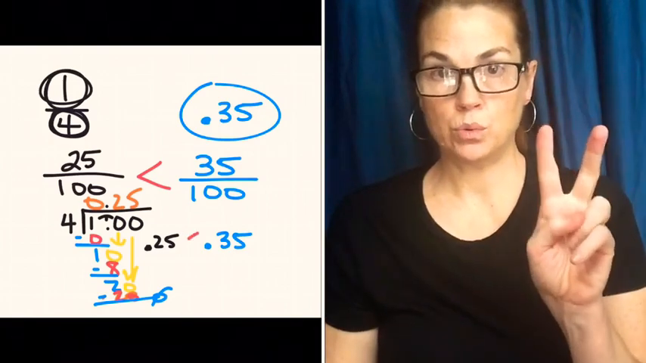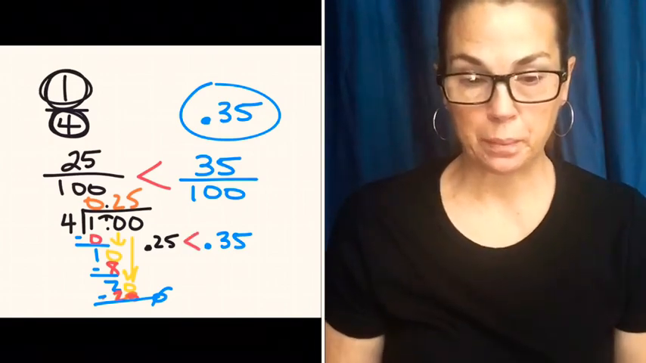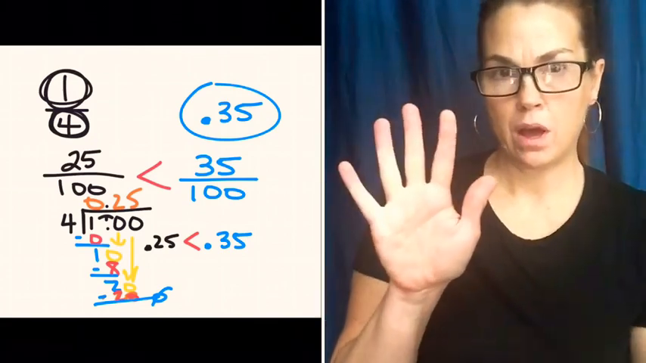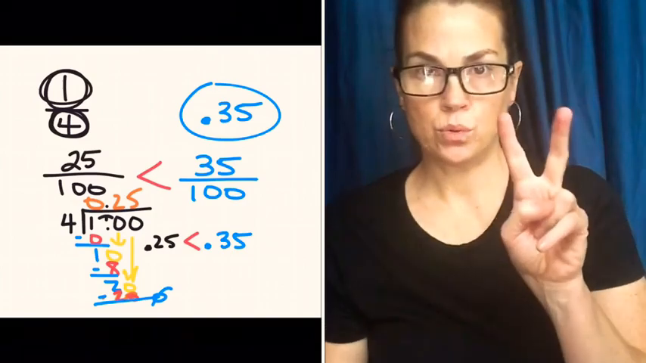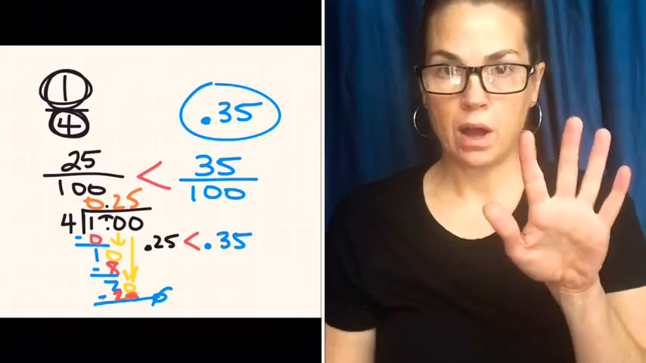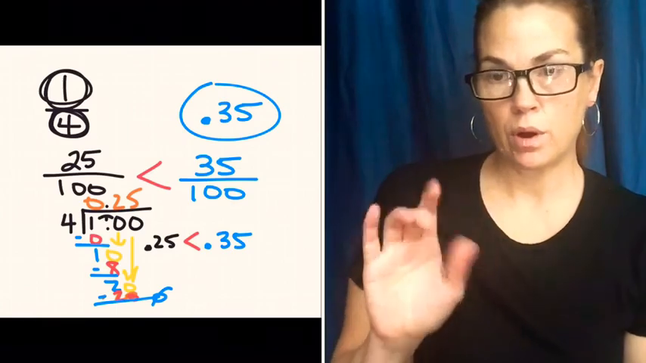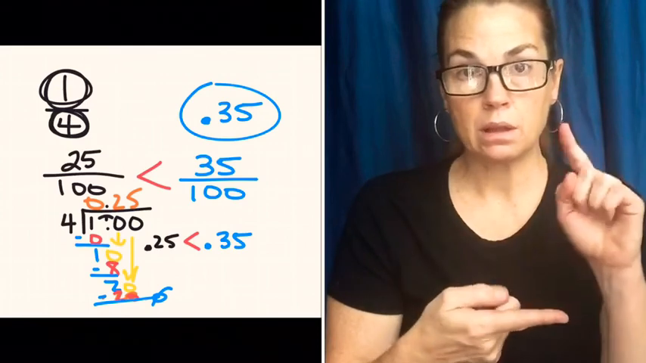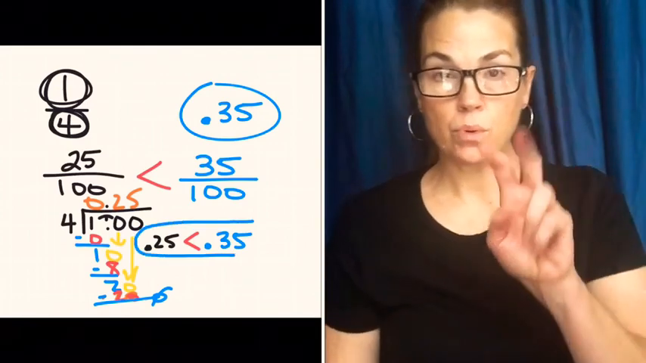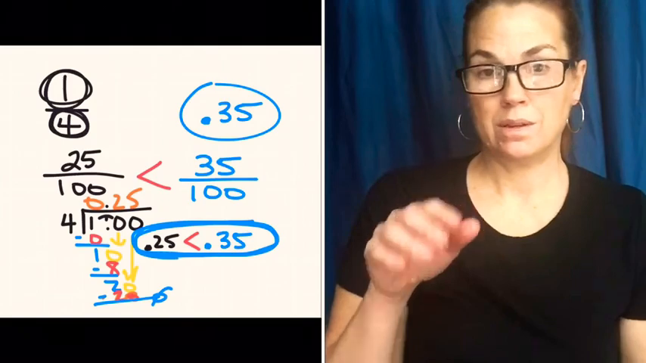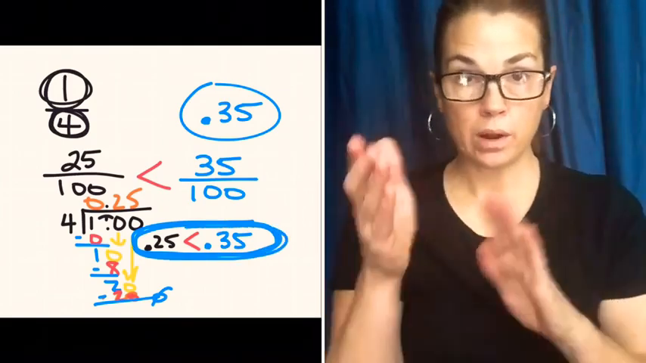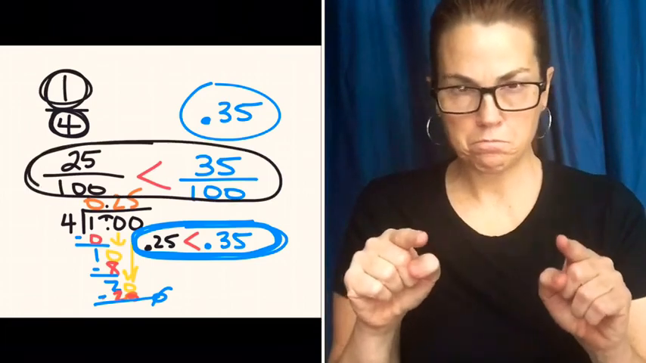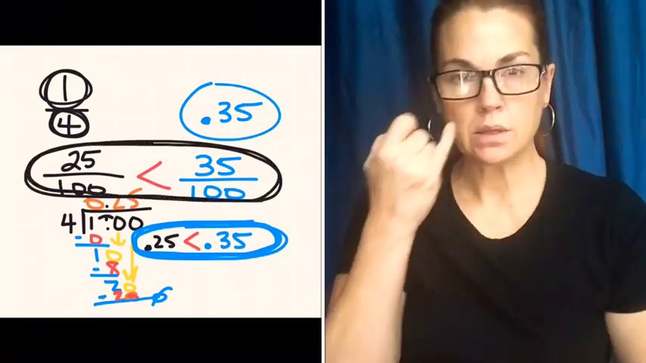0.25 is less than 0.35. In other words, 25 hundredths is less than 35 hundredths. When I compare decimals that share the same place value, the smaller number is the smaller decimal. 25 hundredths is less than 35 hundredths. When I compare rational numbers, it's much easier for me to tell which one is smaller or larger when they're both written as decimals or both written as fractions. Which one you choose is up to you.